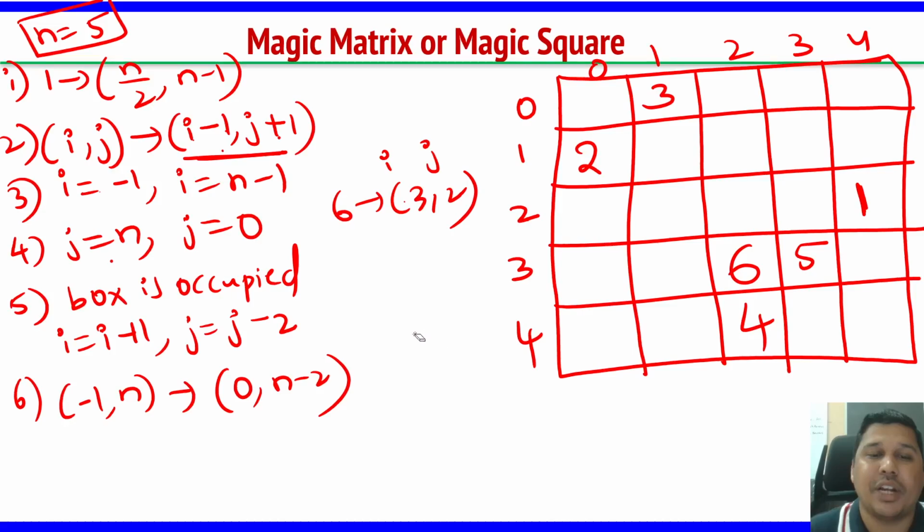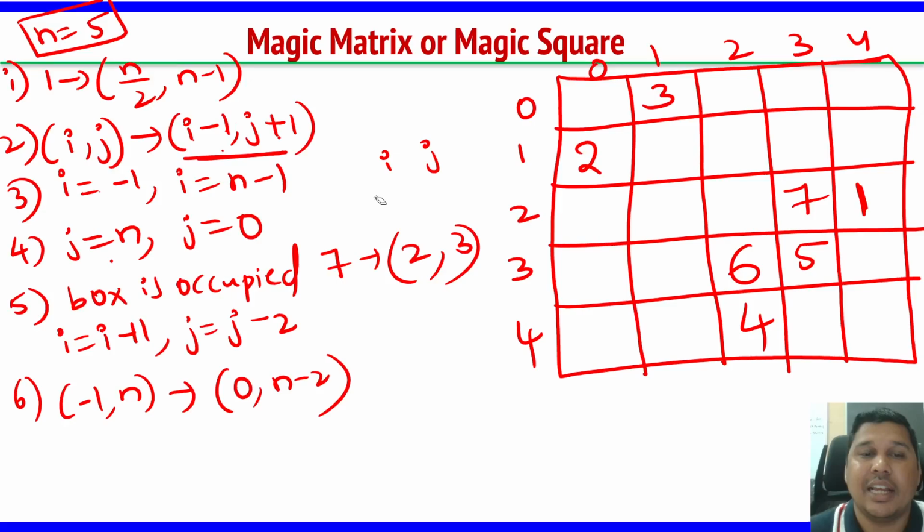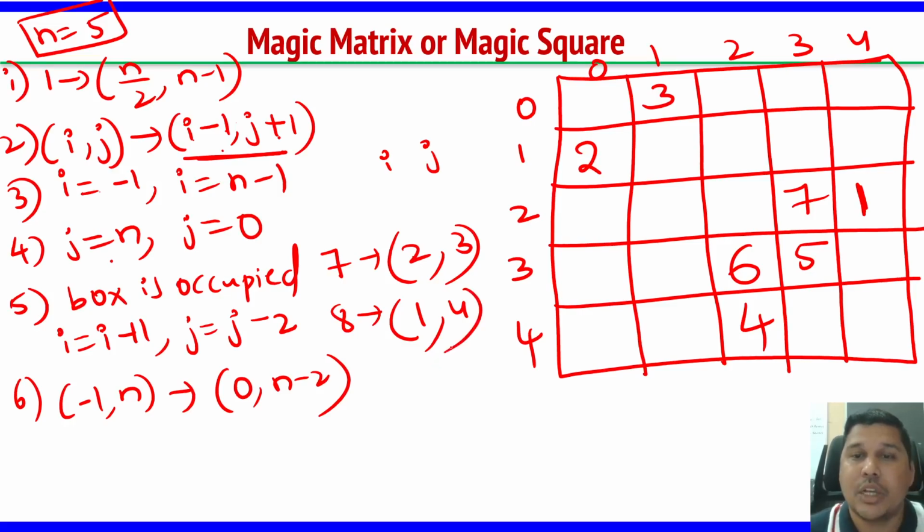Okay. Now where will I fill my 7? Again, if the previous element was at i and j, then the next element will be at i minus 1, that is 3 minus 1, 2, comma j plus 1, that is 2 plus 1, 3. So in box 2 comma 3, place 7. Where is 2 comma 3? Here, place 7. Next, if element 7 is at 2 comma 3, then element 8 will be at i minus 1, that is 2 minus 1, 1, j plus 1, that is 3 plus 1, 4. So at 1 comma 4, I have to put 8 here.